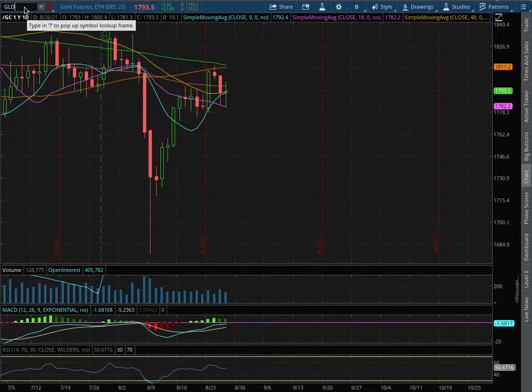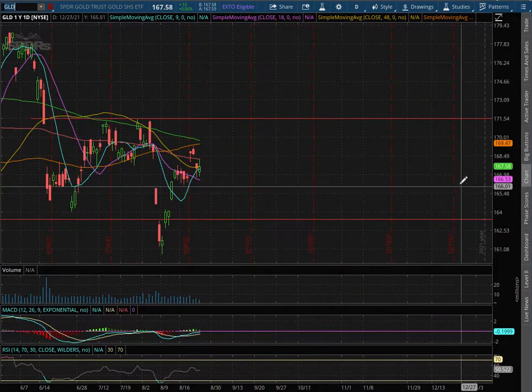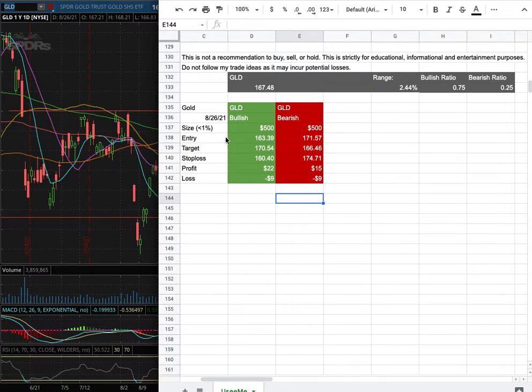$1,812.80. As with the trade idea, I'll be trading GLD, and my position size for it is less than 1% of my portfolio. My long entry is at $163.39, and that is this range here. My sell target is at $170.54. My stop loss is at $160.40.